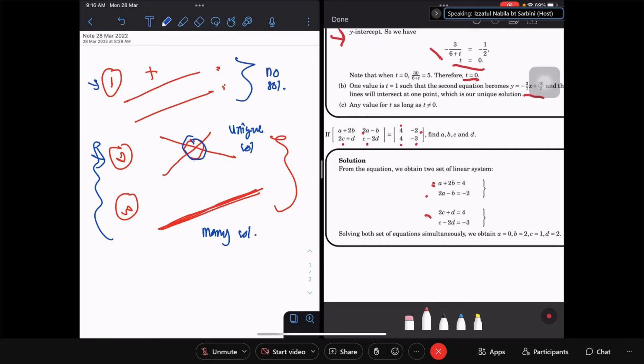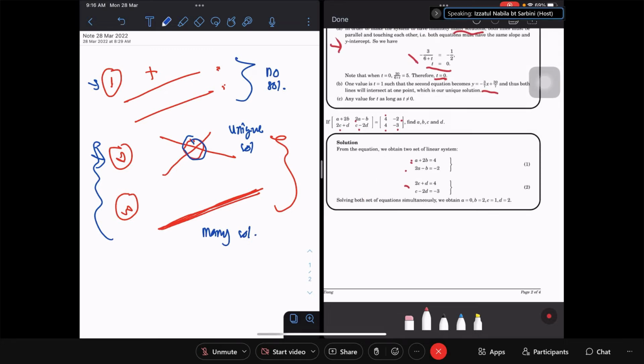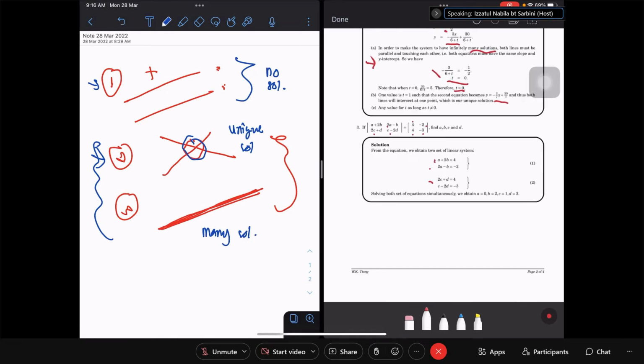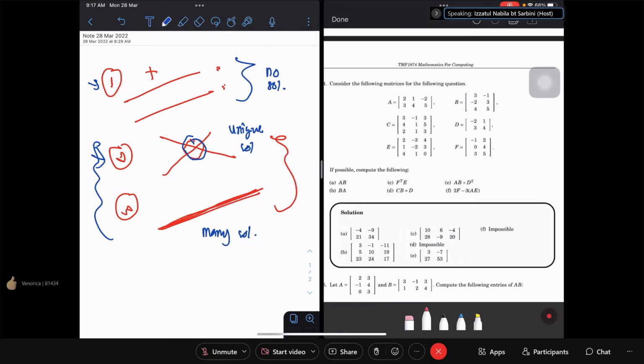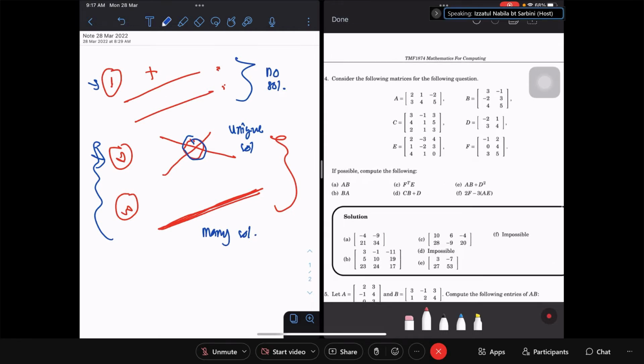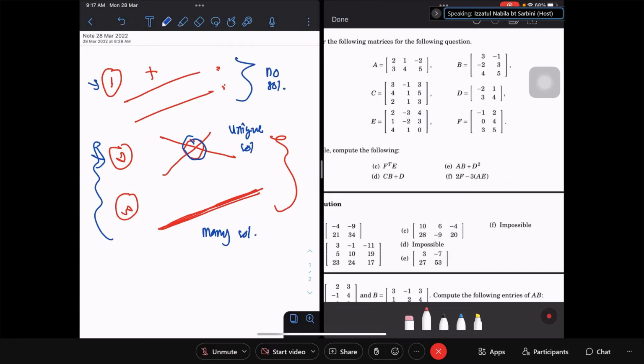Very, very straightforward. So you are going to have the answer A equals 0, B equals 2, C equals 1, and D equals 2. No need to discuss, right? And then this one as well, for the operation part, I don't have to discuss. You know how to do multiplications and all. So I just give you the solution for the multiplications. So this is the solution.